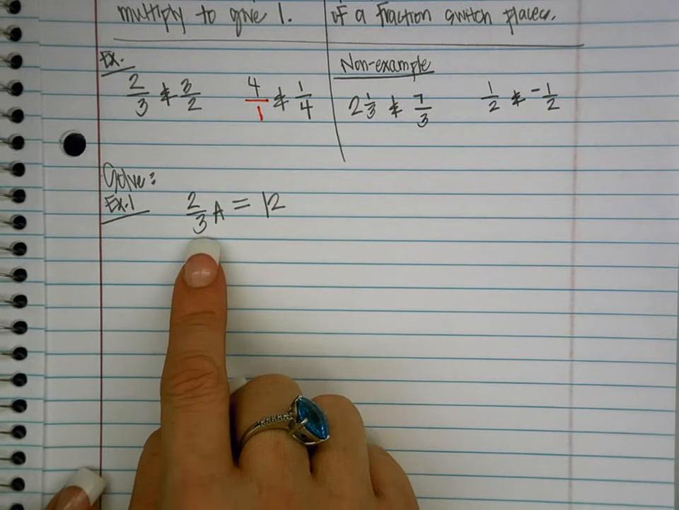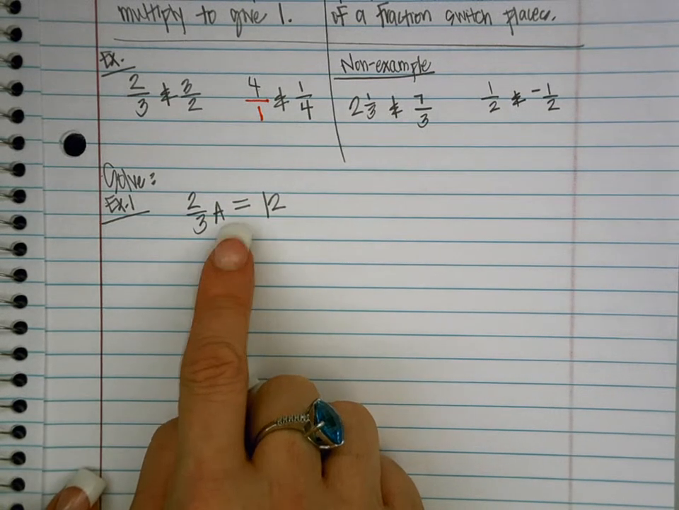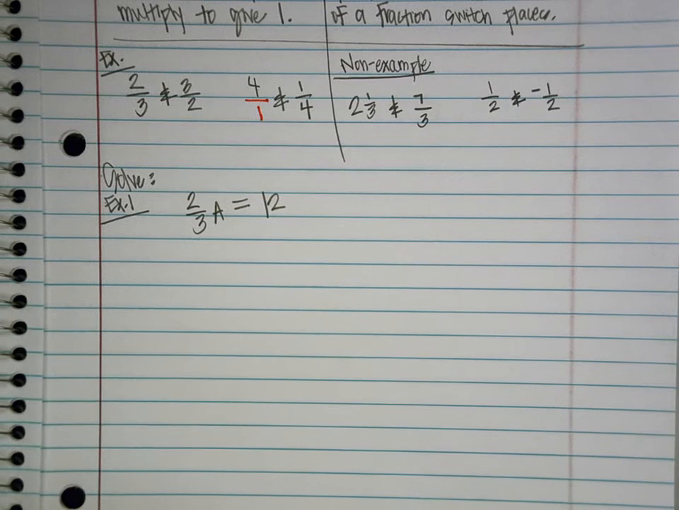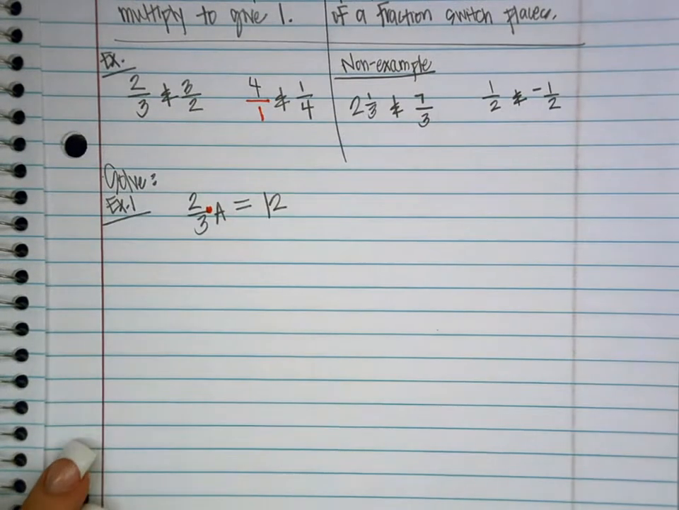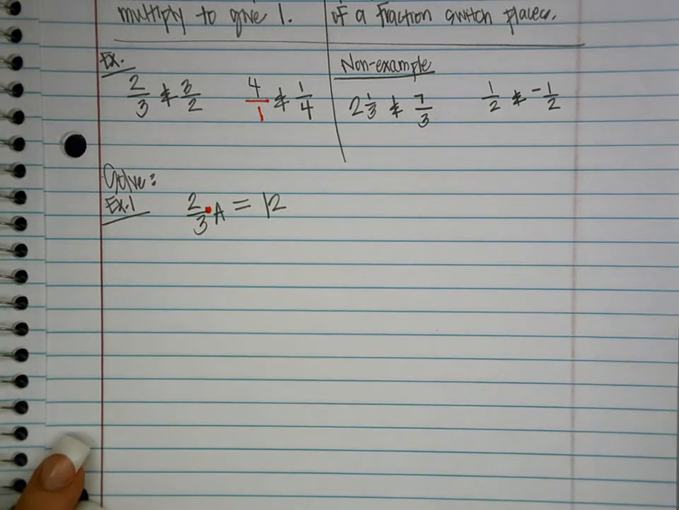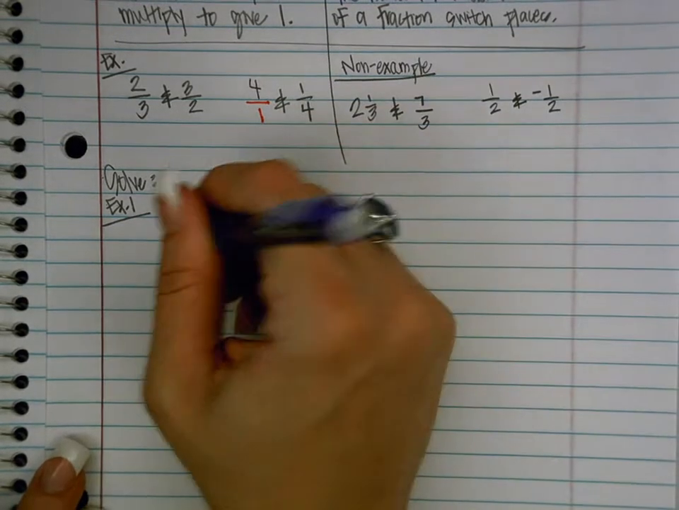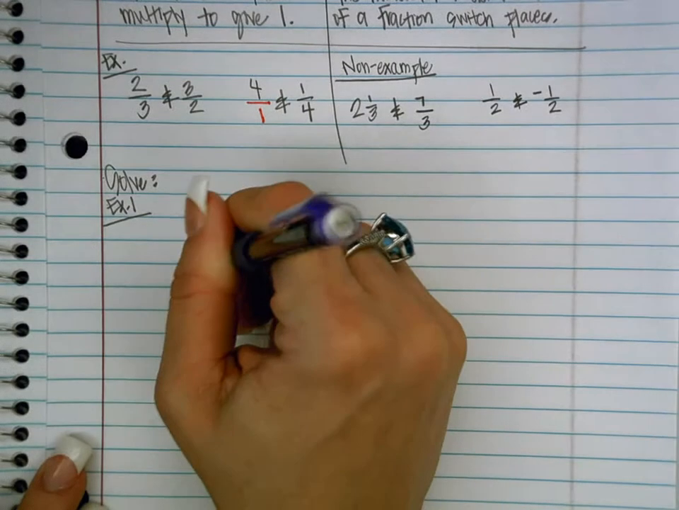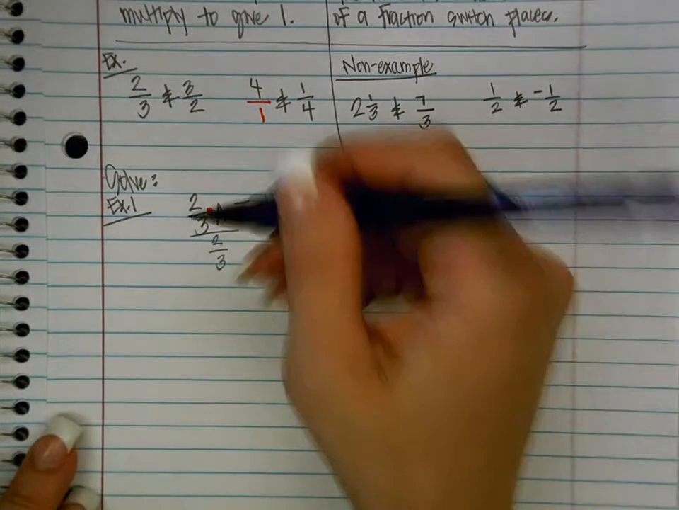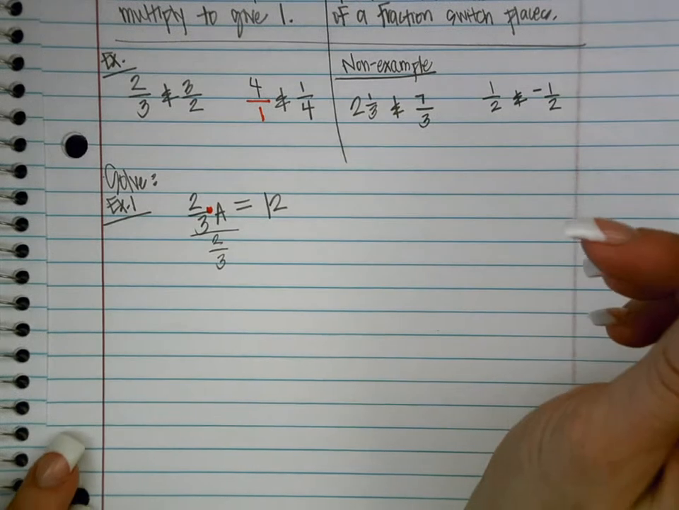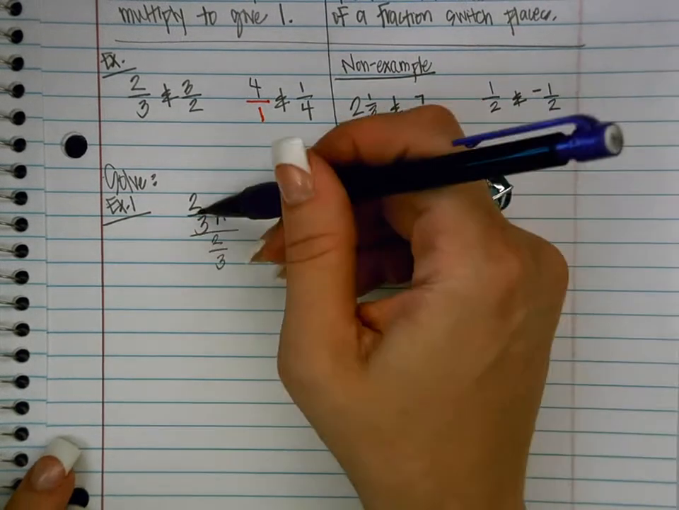Now, the way that we solve, anytime you have a fraction, how is the 2/3 attached to the A? By add, subtract, multiply, or divide? By multiplication. How do we typically undo multiplication? Division. Don't write this part down. But would it make any sense to divide that away? No, you just created what's called a compound fraction. I would call it a double-decker fraction because you have a fraction over a fraction.